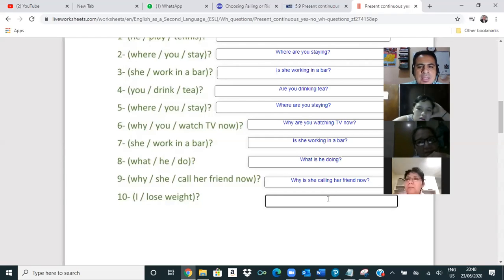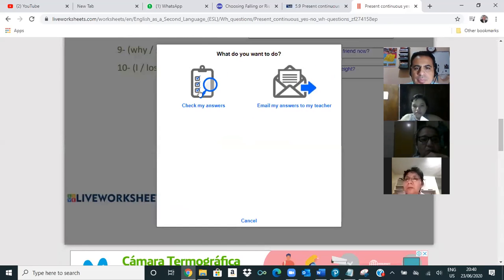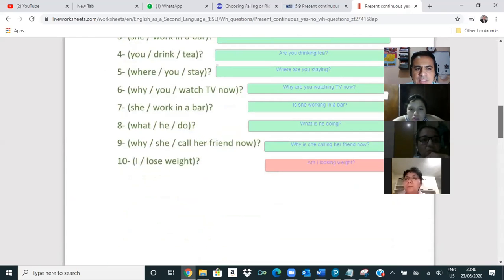I'm losing weight. Okay. Here I have to use am primero, right? Am I losing weight? Yeah. Am I losing weight? All right, very good. Let's see. Let's check. I think we messed up in the front. No, entonces no es I am. Am I losing? Are you losing?